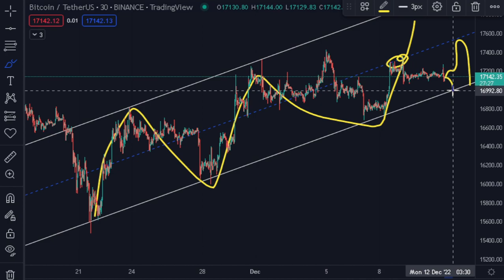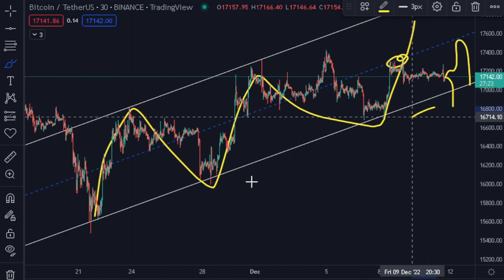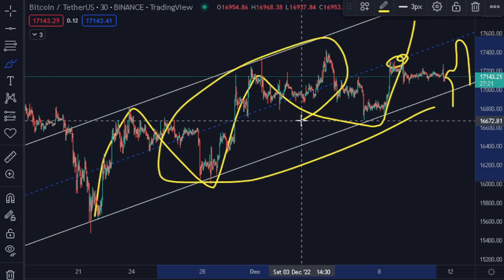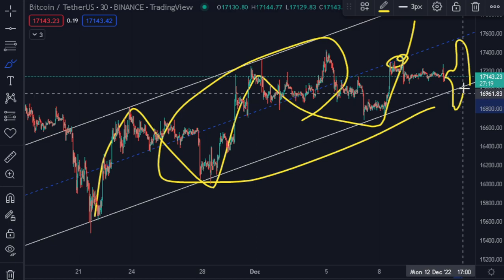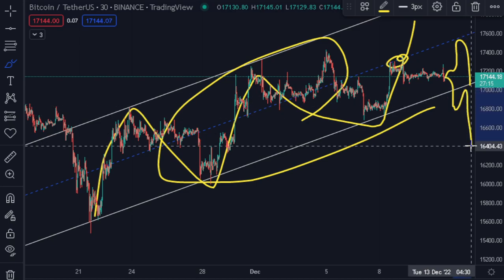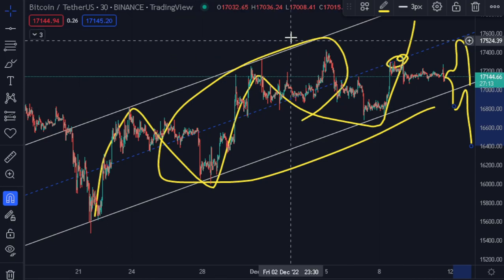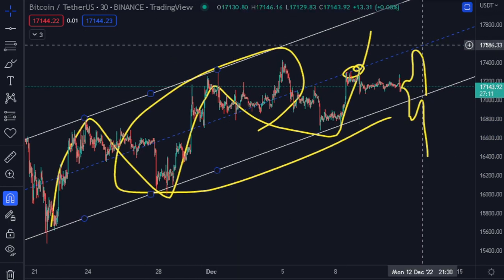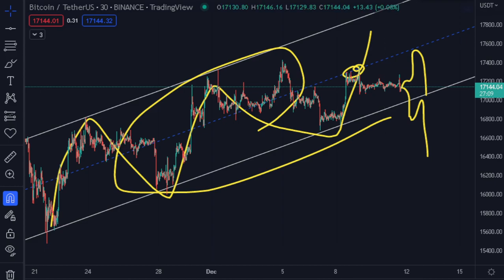Breaking 17,000 and closing below would mean breaking this big parallel channel. Okay, and that's a bearish sign, which could get us to retest it, maybe then continue our way to the downside. Okay, we have some time because we have the CPI in the coming 2 days.